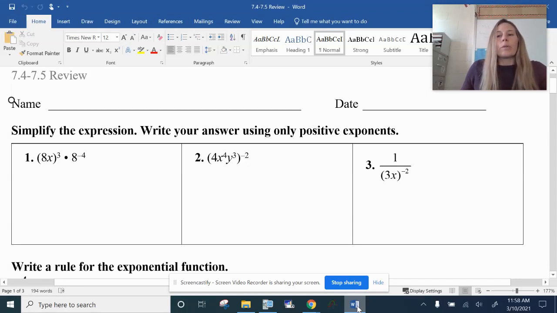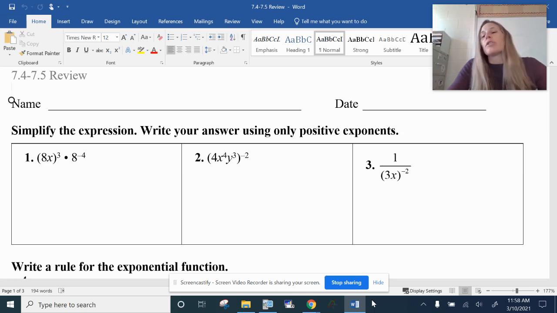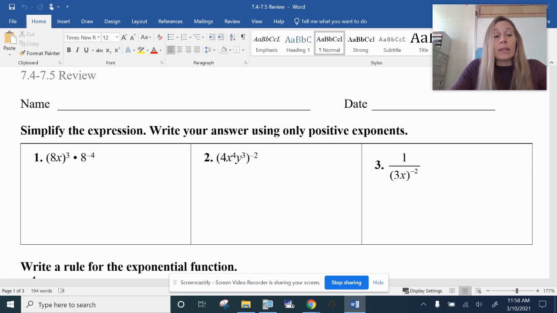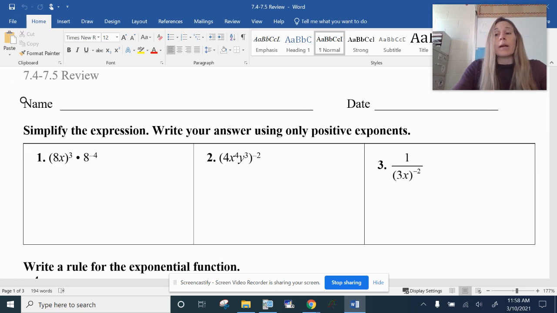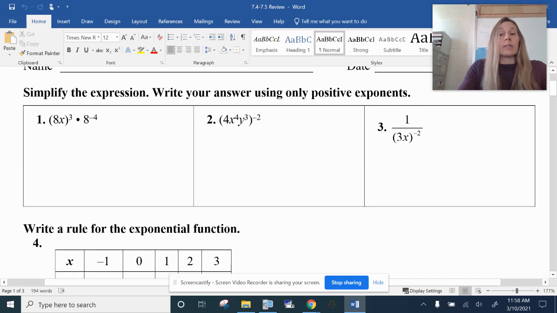Okay, so today we're going to do a little bit of review of exponential growth and decay in preparation for our test that's coming up. So before we get into the exponential growth and decay, let's just review a couple exponential expressions that need to be simplified.